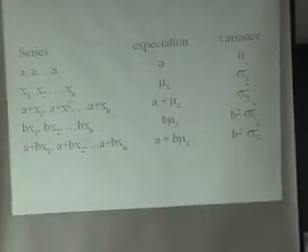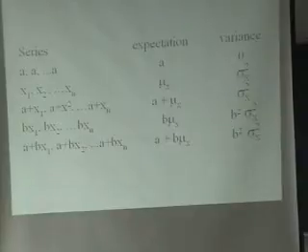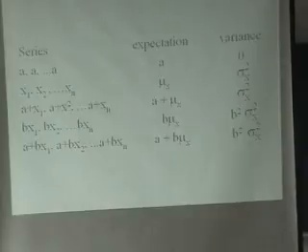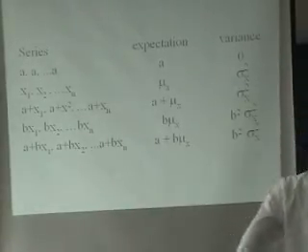Okay, and then you have bx1, bx2, and then bxn. So what does that mean? That means for the mean, for the expectation, you get b times mu x. And what about variance? You get b squared times sigma x squared. And then the same thing again, you get a plus bx1, a plus bx2, to a plus bxn. So you get a plus b mu x as the expectation. And what about the variance? It's b squared times sigma x squared.